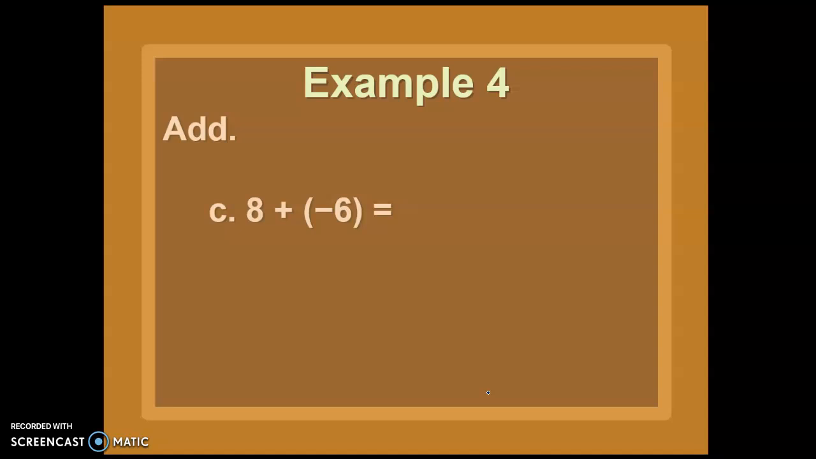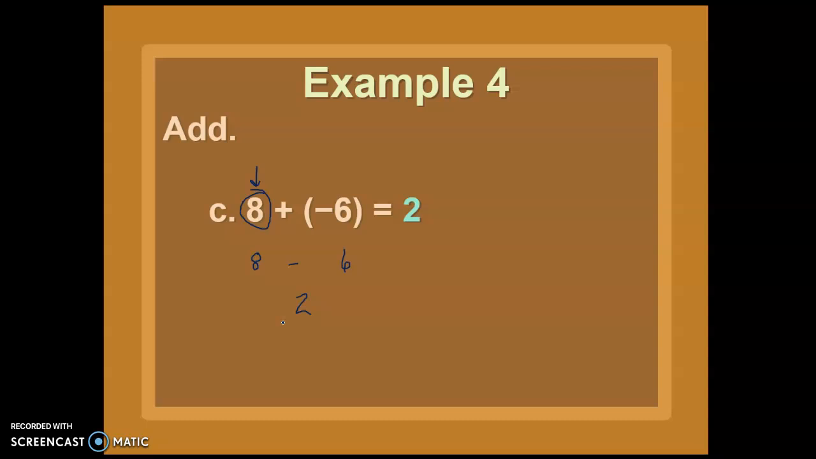All right, we've got another one here. We're combining two numbers. They have opposite signs. We're combining a +8 and a -6. I'm going to use the absolute value of 8 and the absolute value of -6, which is 6, and I'm going to find the difference. The difference between 8 and 6 is 2. And when I look at this, 8 is farther from 0 than -6, so I've got to use the sign of 8. 8 is positive, so my final answer is positive.